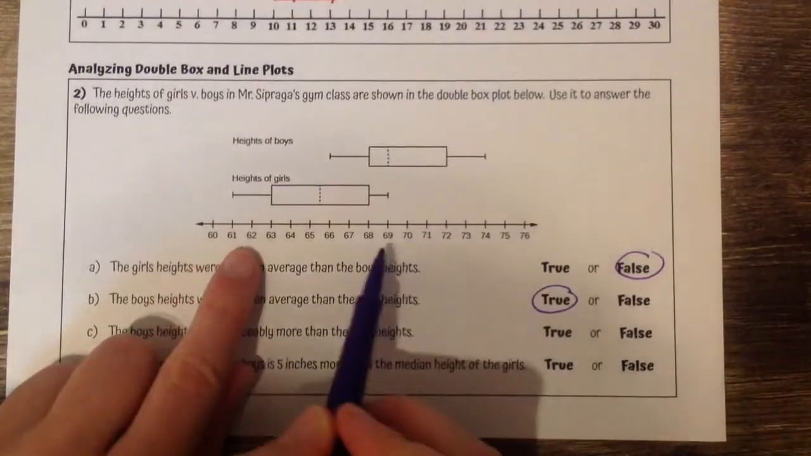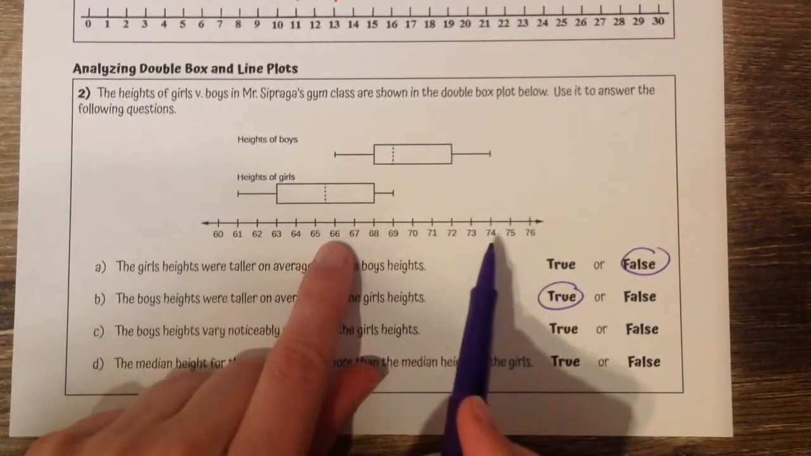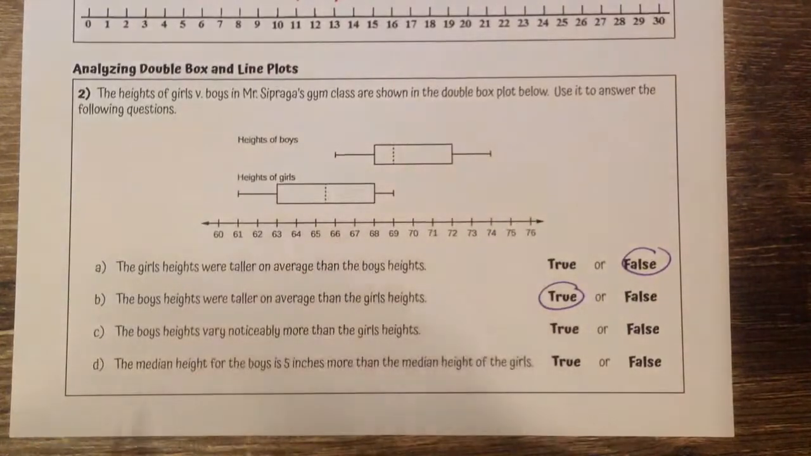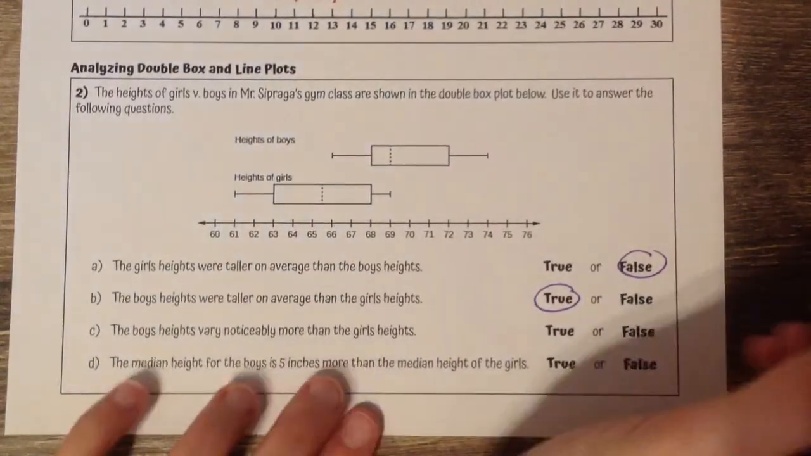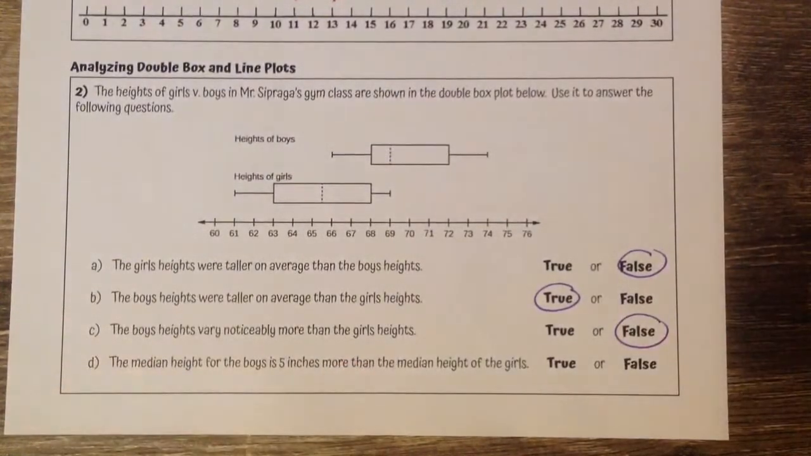Or the range, 61 to 69 is 8. Here, 66 to 74 is 8. They're pretty much the same, right? So they don't really vary that much more. That is a false statement.